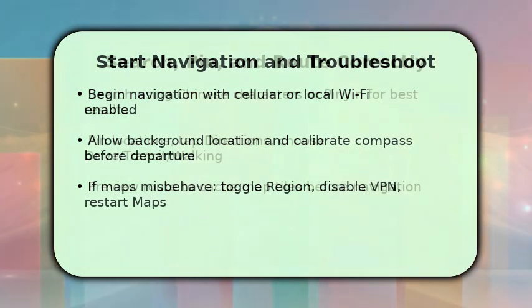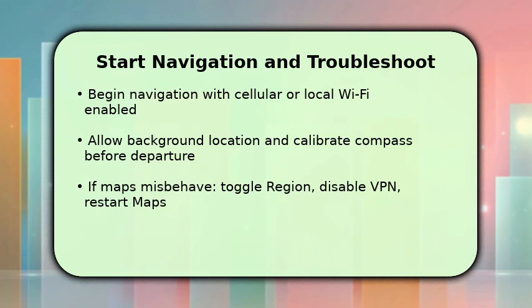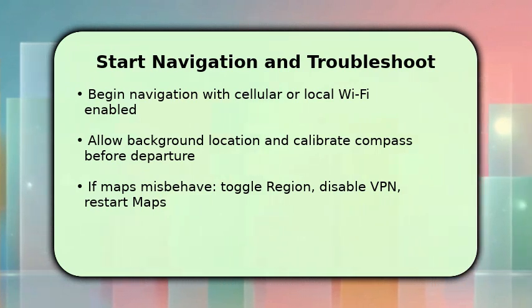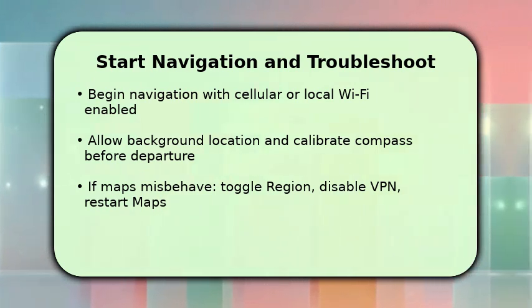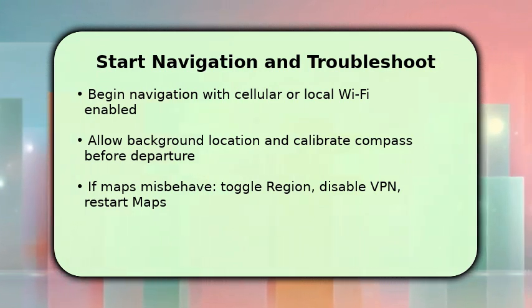When you're ready, tap Start to begin navigation and keep cellular or local Wi-Fi on. That maintains live routing. Make sure Maps can run in background and calibrate your compass by moving the phone in a figure 8, because positioning differs in China.